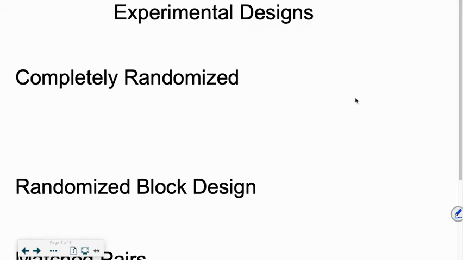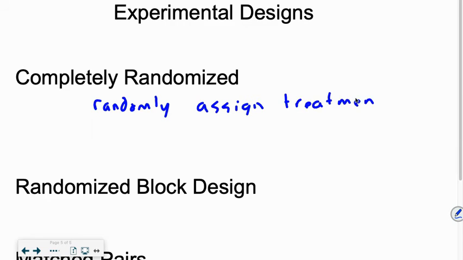Different types of experimental designs. So completely randomized, we just randomly assign treatments to experimental units. So we just gather all our experimental units, number them, and randomly assign a treatment.